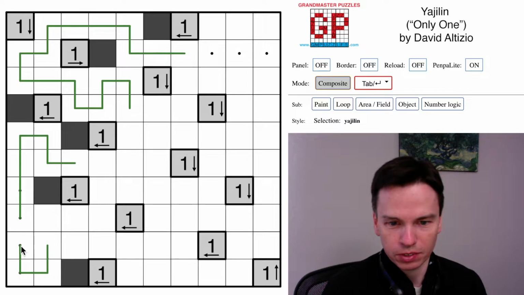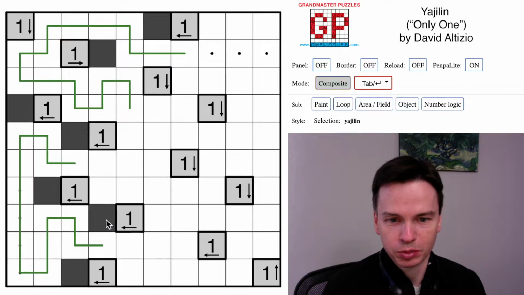Seeing what else we can do, these loop ends have to avoid each other, so this comes up and over to corner around the black cells, but that now means this singleton is the last space for that one to go. We've got one of these two is going to be taken by a loop end, so we'll come back to that in a second.